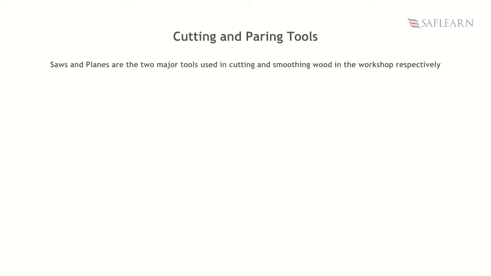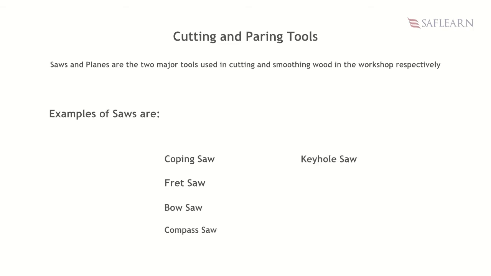Cutting and paring tools. Saws and planes are the two major tools used in cutting and smoothing wood in the workshop respectively. Saws are tools used for cutting wood. Examples are coping saw, fret saw, bow saw, compass saw, keyhole saw, rip saw, and tenon saw.